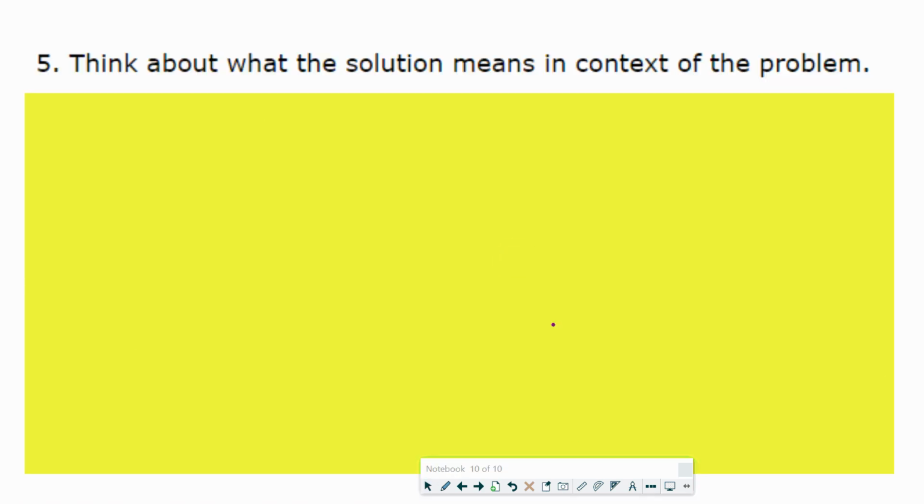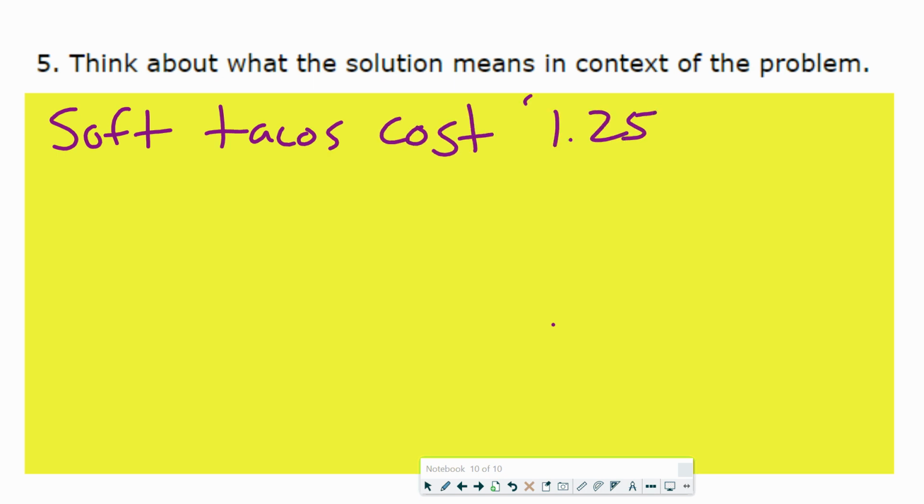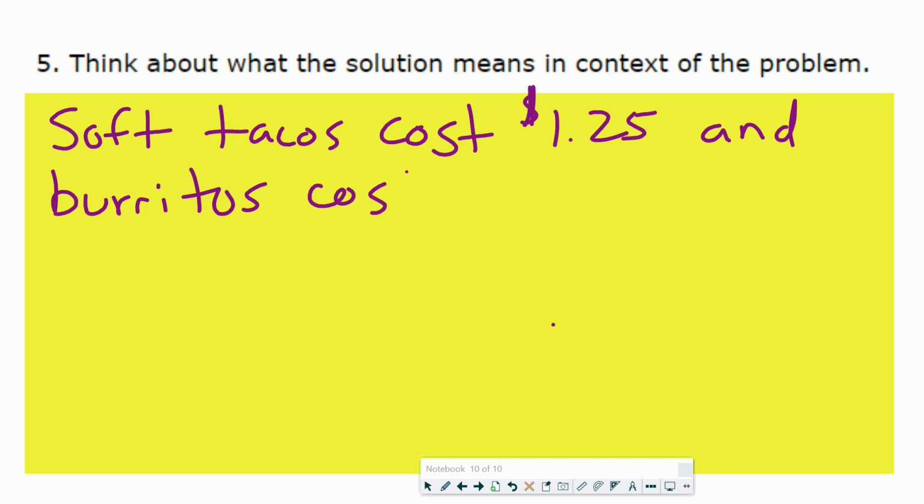All right, so think about what the solution means in the context of the problem. It wants to know the cost of things. So we're going to write it out in a complete sentence. We're going to say that soft tacos cost $1.25 and burritos cost $2.50.